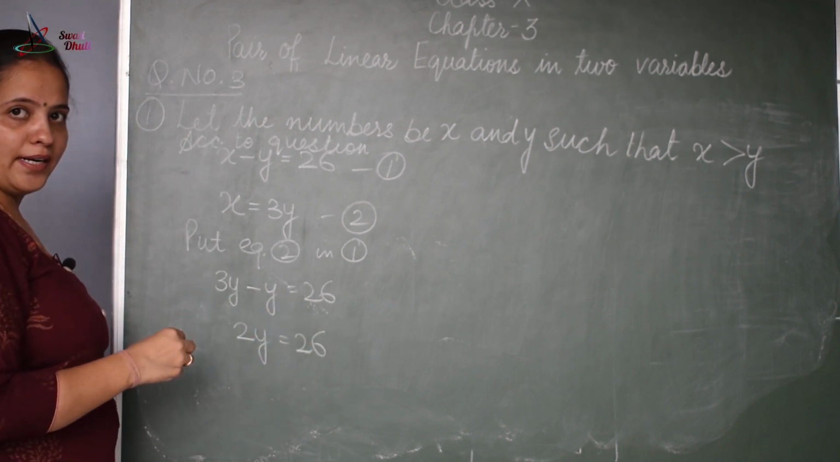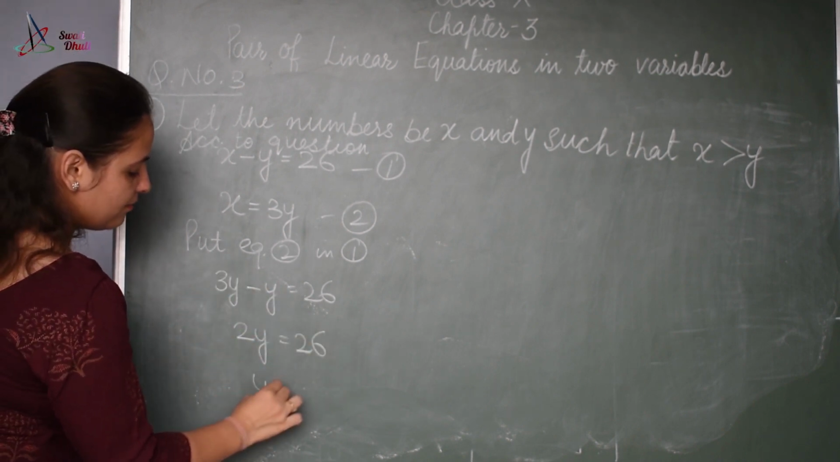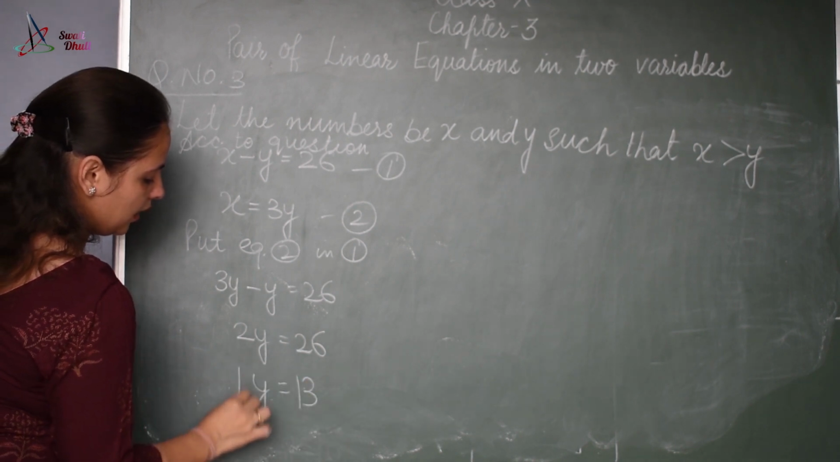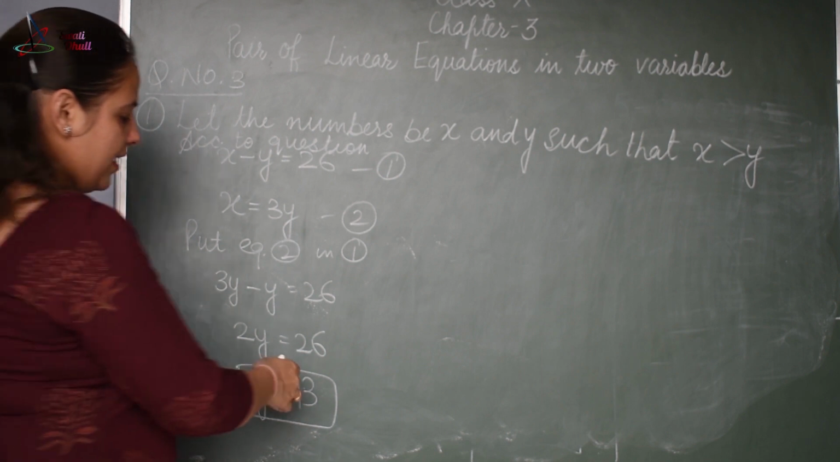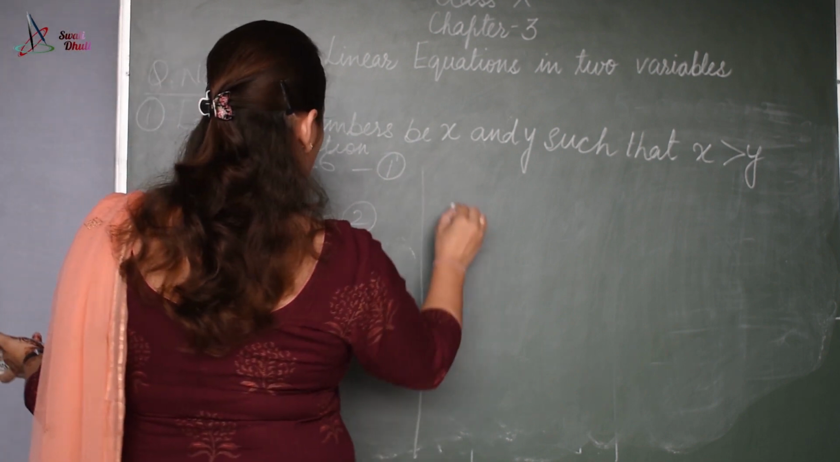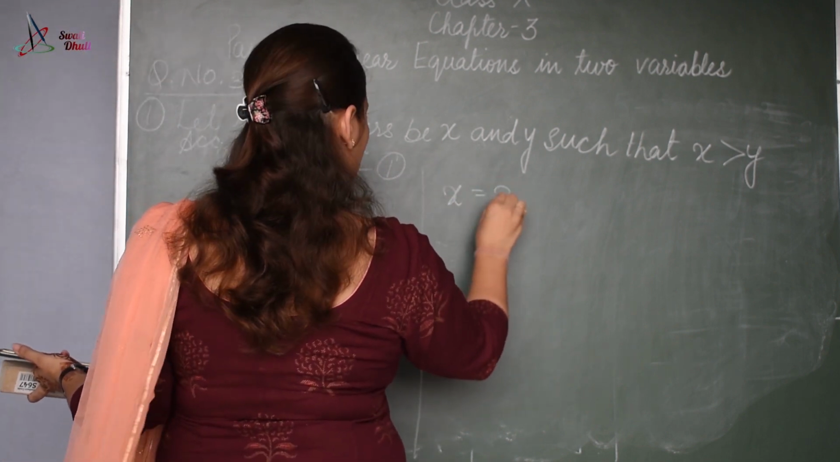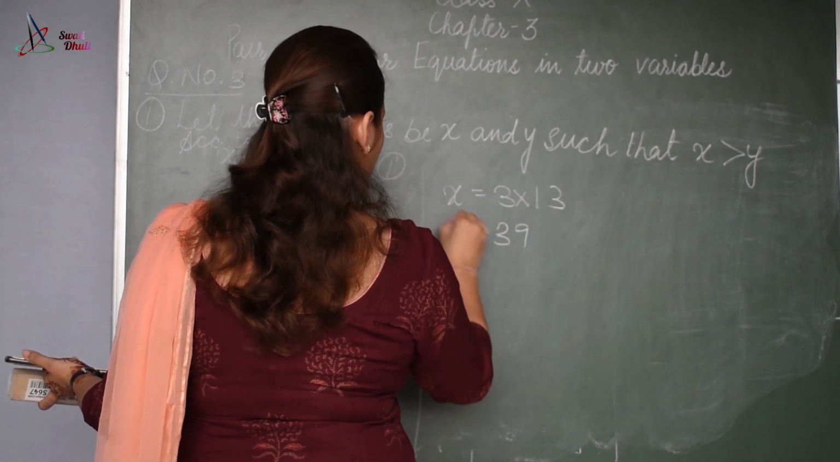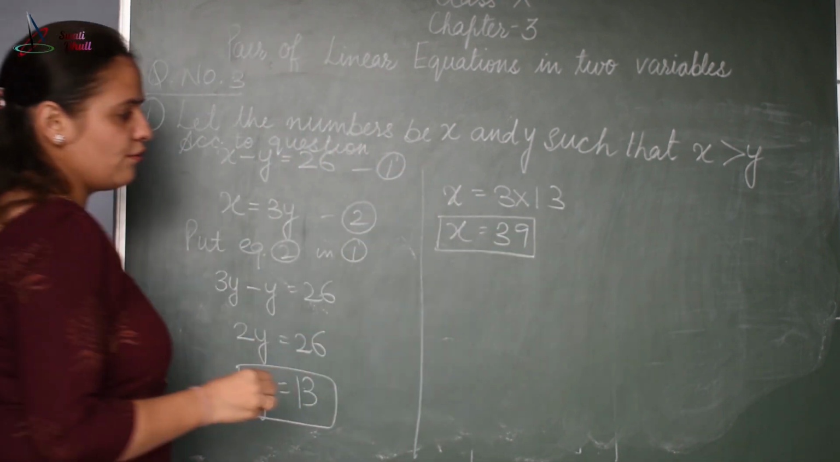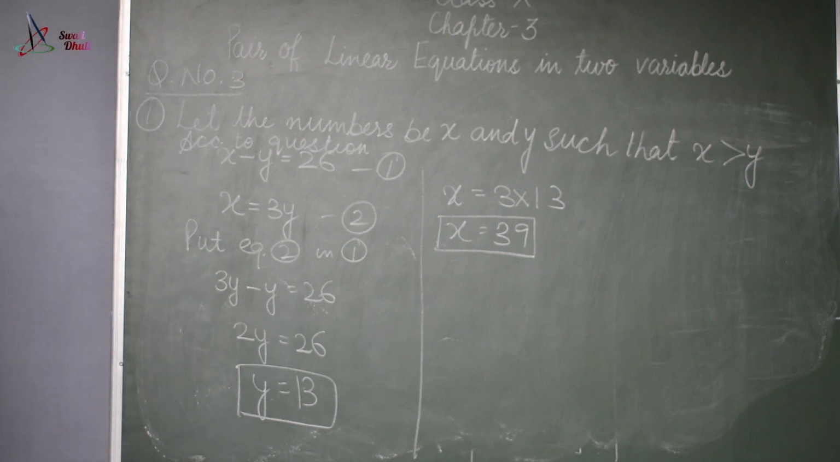2y is equal to 26 and y will be equal to 13. We have got the value of y. Now we can find out the value of x also. So x is equal to 3 into 13. So x is equal to 39. We have got the value of x and y by substitution method.